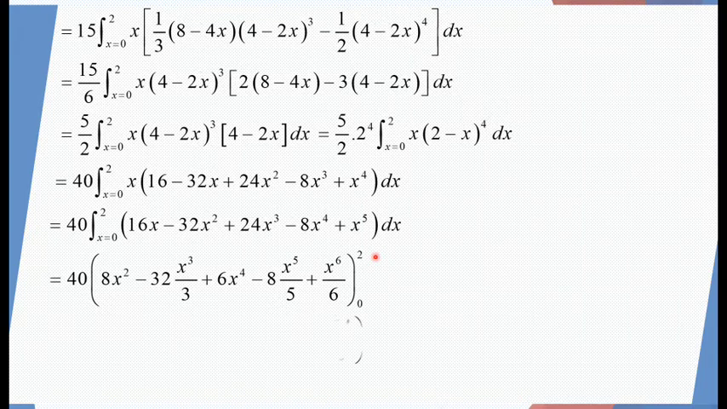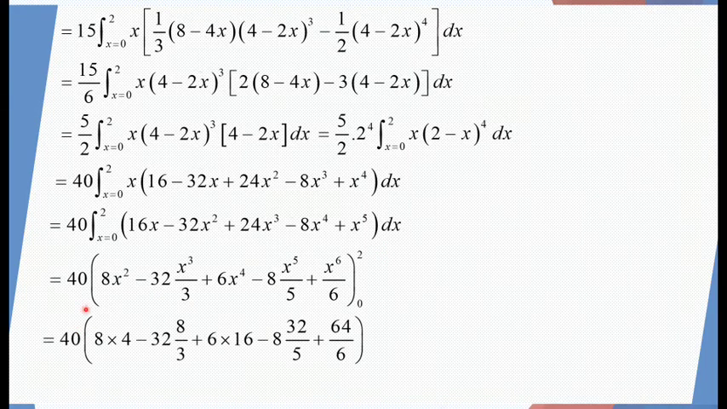So put the limits here. So 8 into 2 square is 32 minus 32, 2 cube is 8, so it is 8 by 3. 2 raised to power 4 is 16, so 6 into 16 minus 8. 2 raised to power 5 is 32, so it is 32 by 5. And 2 raised to power 6 is 64 by 6.